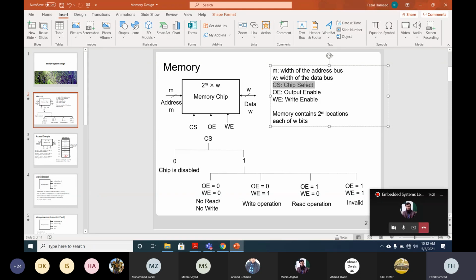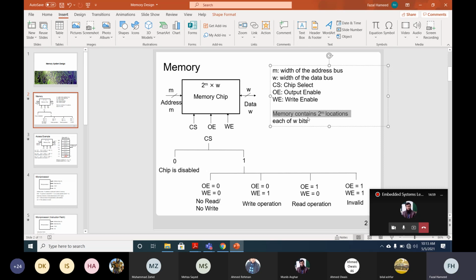What does CS stand for? Chip select. OE stands for output enable. WE stands for write enable. This memory contains 2 to the power m locations, each of size W bits. We can only access one of these locations, and this location will be determined by the address bits.